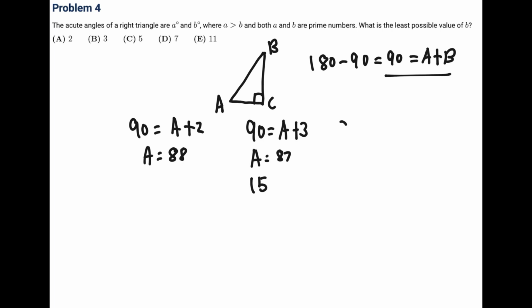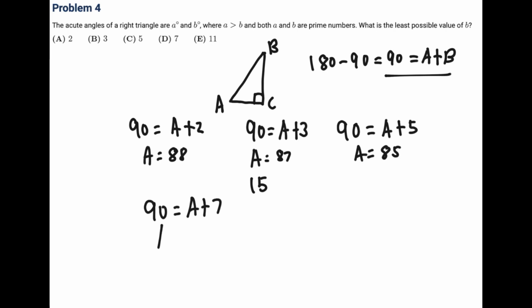Now moving on to answer choice C, if you plug in 5 for B, you get A equals 85. That's also not true because 85 is divisible by 5, meaning that A isn't prime. Moving on to answer choice D, 90 equals A plus 7, A equals 83. That works. 83 is indeed prime. It satisfies both A and B being prime. That's a solution. Now moving on to answer choice E, 90 equals A plus 11, A equals 79. Now this one works as well.